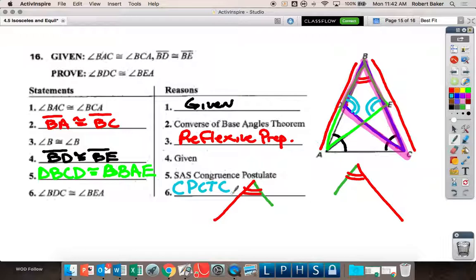Guys, that's nasty, isn't it? Why is that so bad? Because that's called overlapping triangles. And that's our concept on Wednesday, overlapping triangles. So you'll see triangles that look like this. So that's going to be tough.